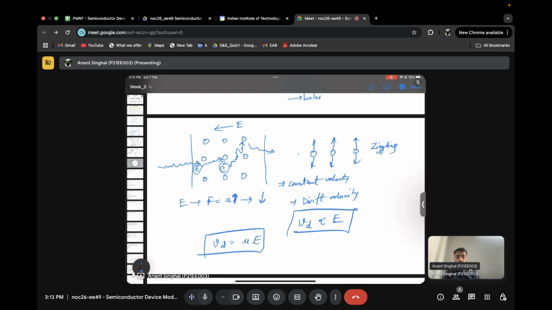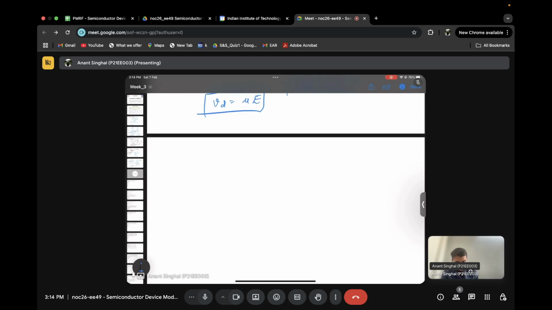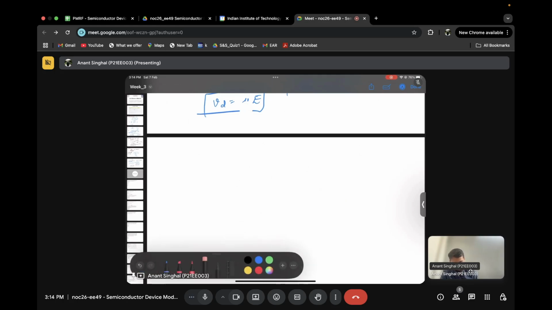So, is there any doubt in this, how this drift velocity comes from? Okay. So since we'll be doing some numericals, we need to have some values handy. So this is the mobility, as I said.